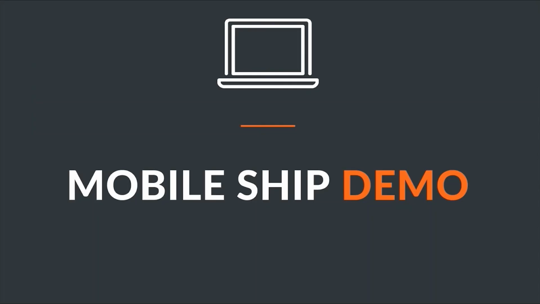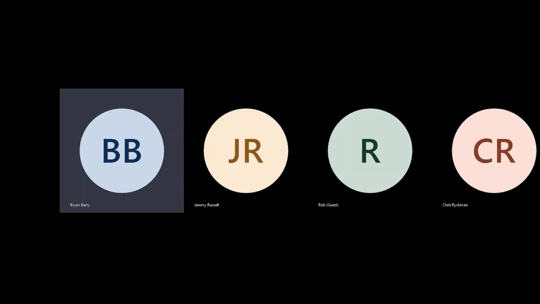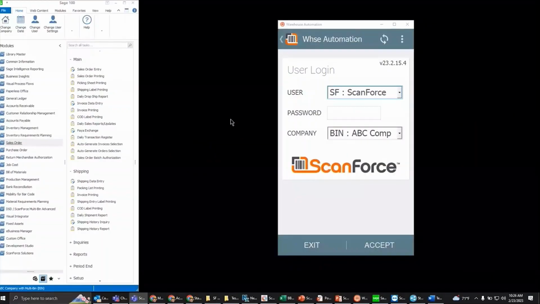Okay, so let's get to the actual demo. I'm going to switch my screen sharing here and move over to this side where we can actually see I've got Sage up here on the left and I've got our handheld application on the right. If you're not familiar, this is the way the handheld application is displayed on a mobile barcode scanning terminal that's connected via Wi-Fi in real time back to Sage.